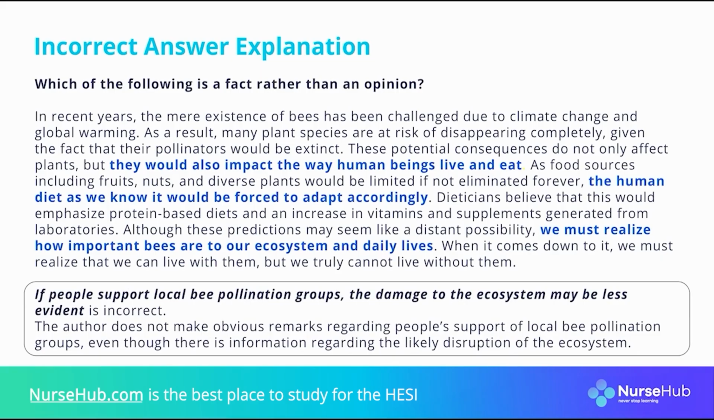Okay. So if you chose this answer option, if people support local bee pollination groups, the damage of the ecosystem may be less evident. This is incorrect. The author does not make any obvious remarks regarding people's support of local bee pollination groups. Even though there is information regarding the likely disruption of the ecosystem, this answer is not correct.